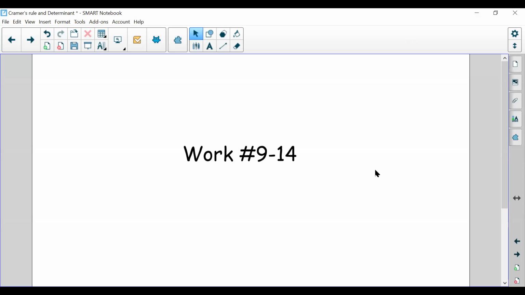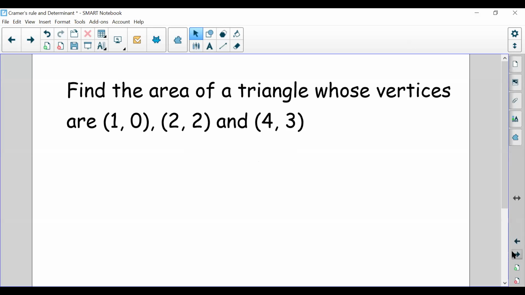Okay, so for our last section, we're going to look at another application of determinants. Determinants also allow us to find the area of a triangle if the corners of the triangle are given as vertices or coordinate pairs. So if you can plot the triangle on an XY axis, a coordinate plane, and you can identify your vertices, you can find the area of that triangle.